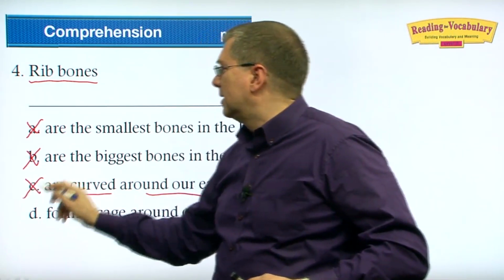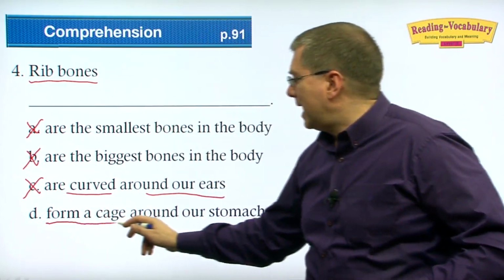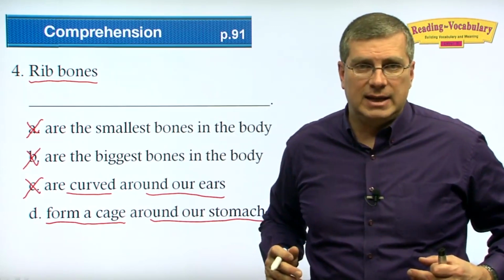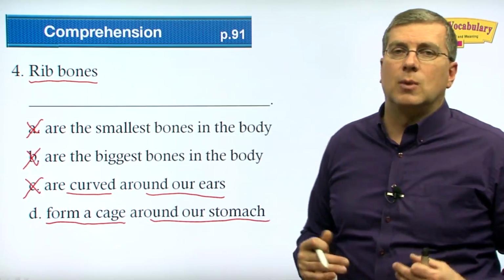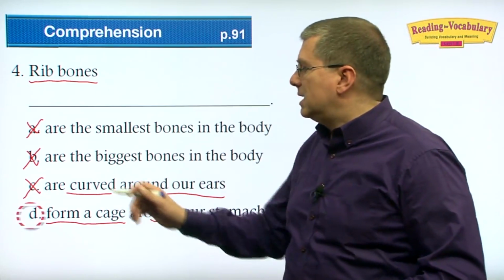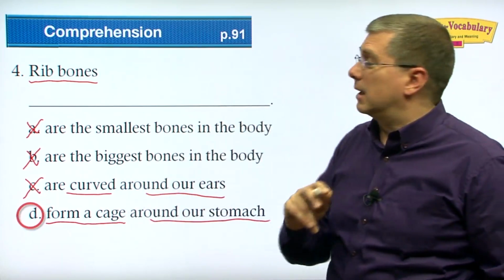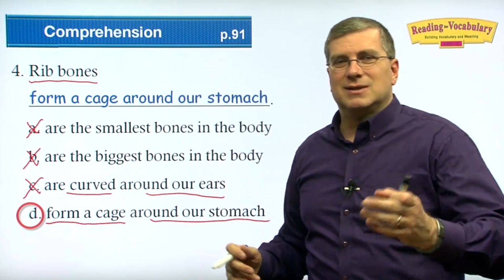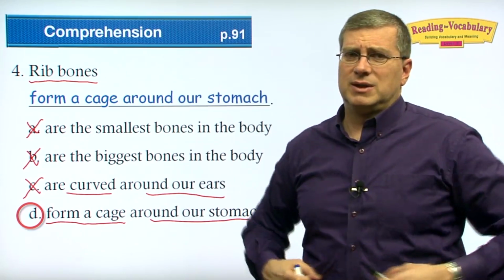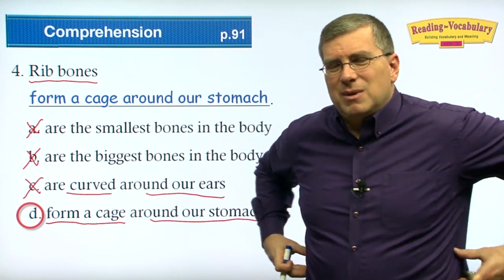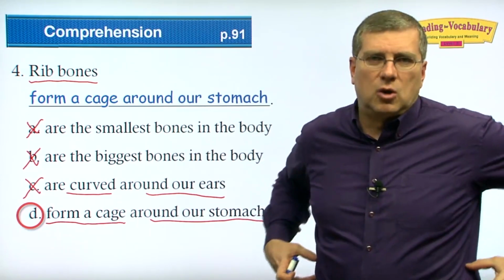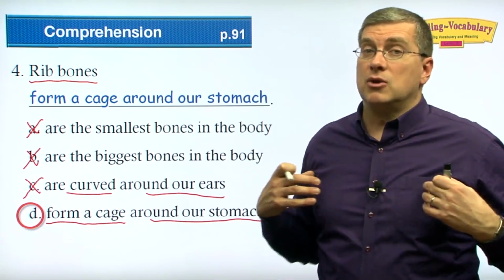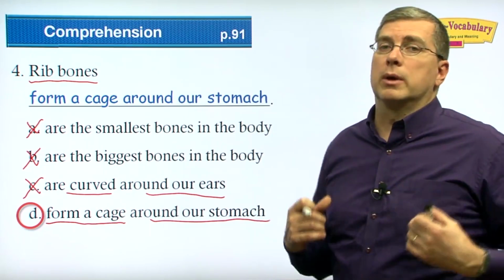So that's not correct. D. Rib bones form a cage around our stomach. Okay, that's what the reading passage said, that the rib bones form a cage around your stomach. So D is the right answer according to the reading. Now, yes, you can say the front of the stomach isn't protected, but think about the back, maybe the sides, you've got rib bones around your stomach in that way. But really, your rib bones form a cage around your heart and your lungs and your other organs.